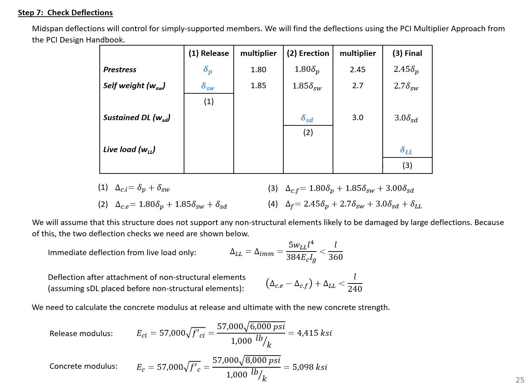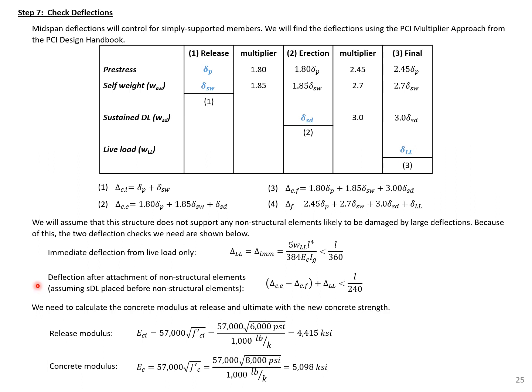Our final step here is to check our deflections, and we're going to check them using the PCI multiplier approach. With this approach, we calculate 4 base deflections, and then we use multipliers to take into account creep, shrinkage, and strain relaxation. We'll compare them against our different ACI 318 deflection limits. We need to check that our immediate deflection from live load only is less than L over 360.